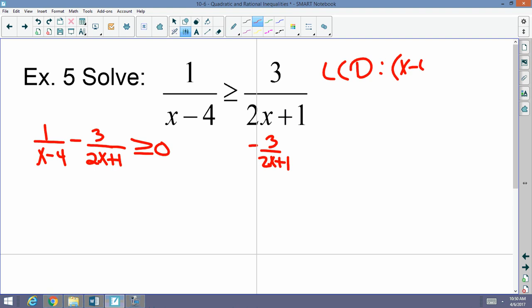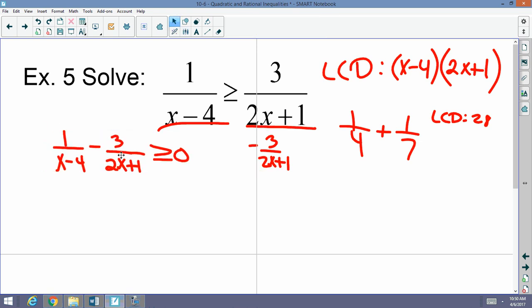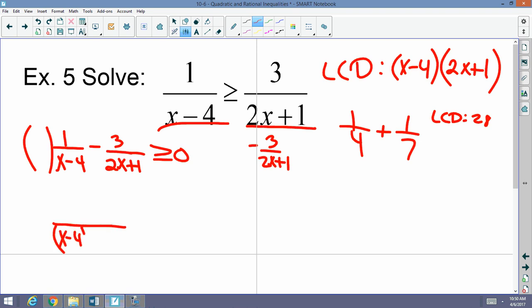X minus 4 times 2x plus 1. Because I need this guy and this guy combined. Guys, it's just like if I said 1/4 plus 1/7. The LCD here is 28, right? 4 and a 7, 4 times 7. Okay, so what do I need to multiply to this guy here to get the denominator of x minus 4 times 2x plus 1? What is this missing? So let's multiply 2x plus 1 to both top and bottom, numerator and denominator.